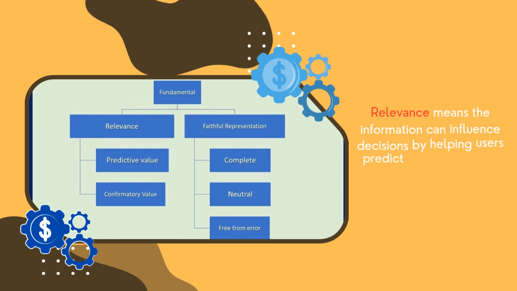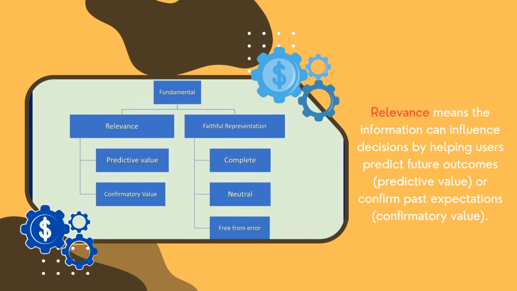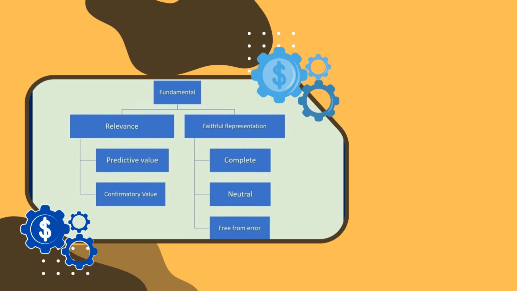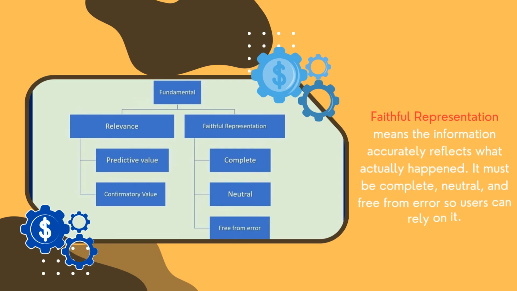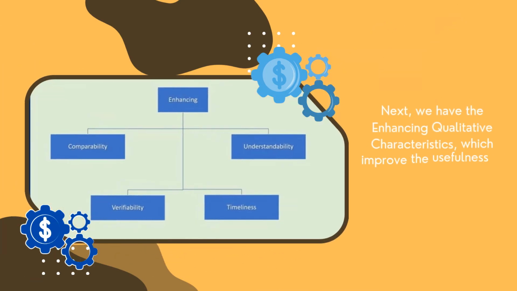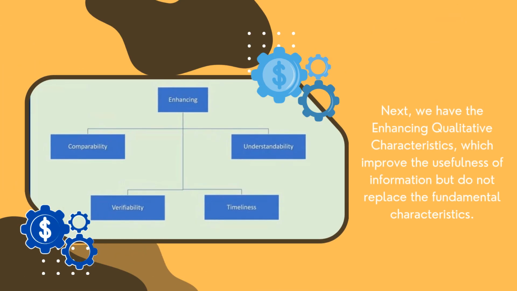Relevance means the information can influence decisions by helping users predict future outcomes, predictive value, or confirm past expectations, confirmatory value. Faithful representation means the information accurately reflects what actually happened. It must be complete, neutral, and free from error so users can rely on it. Next, we have the enhancing qualitative characteristics, which improve the usefulness of information but do not replace the fundamental characteristics.